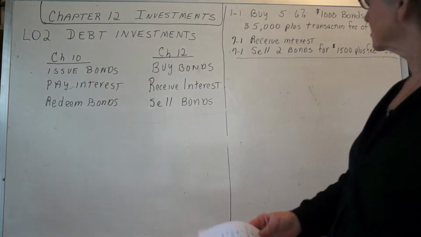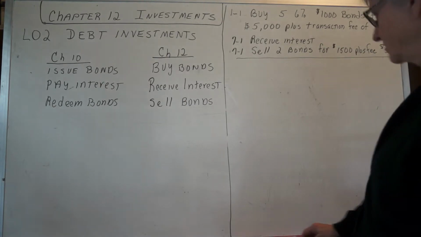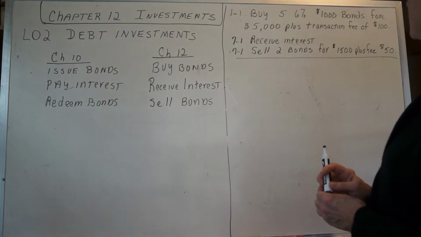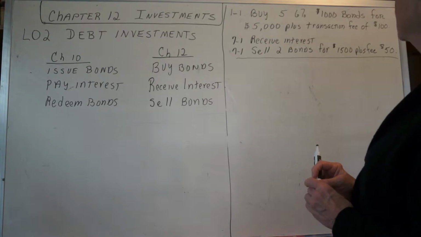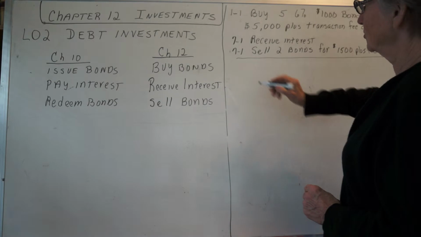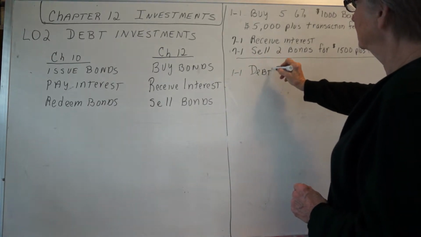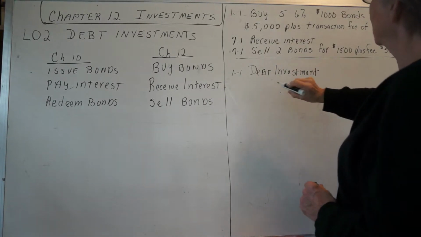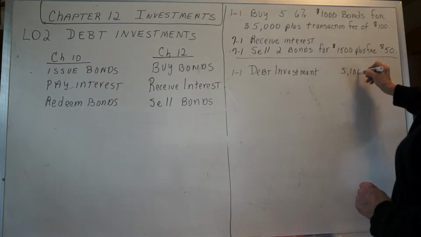Okay, so let's look at this example that I have here. This is just to do the accounting for this. We're going to buy 6% $1,000 bonds for $5,000 plus transaction fees of $100. Okay, so we start with 1-1, and we've got a debt investment. And how much is our debt investment? It's going to be what we paid plus the fee, because that was part of the transaction.